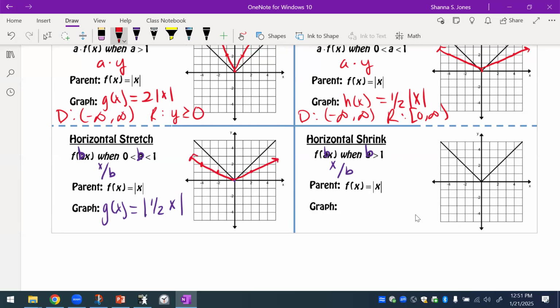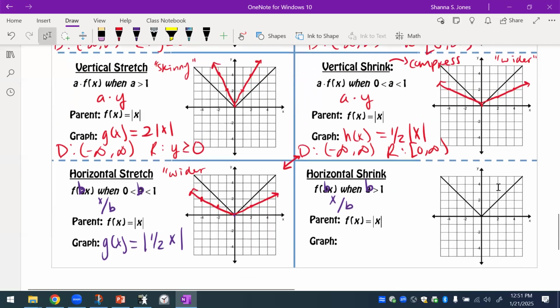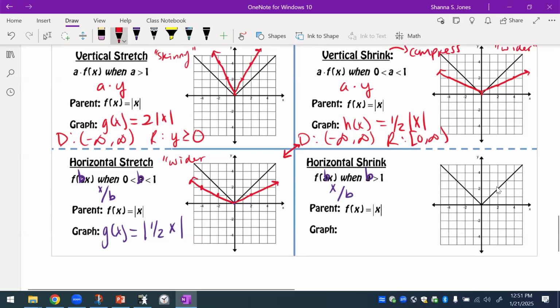What do you notice about our horizontal stretch? It actually does what? It gets wide. Stretching horizontally means that it's going to get wider. It's going to behave like a vertical compression. Do we see that? Okay?